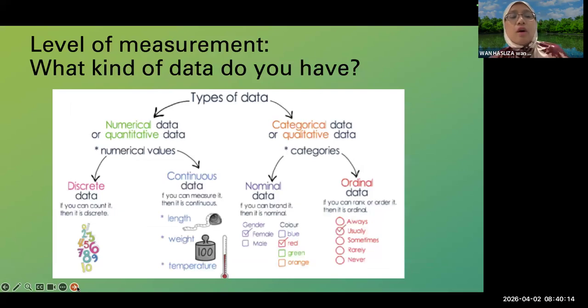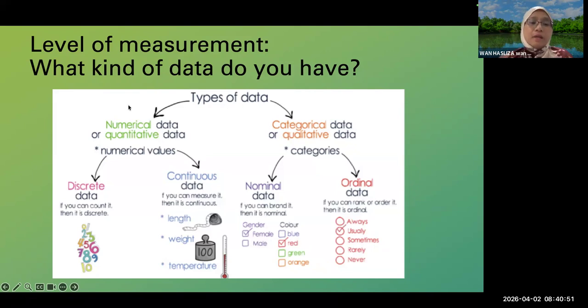Next, level of measurement. What kind of data do you have? You can know the type of data when you get a questionnaire, or if you do an experimental study, you have a checklist where you record your observations or findings. From that, you know your type of data: either numerical, which we can call quantitative, or the other group, categorical or qualitative. We look at them one by one.